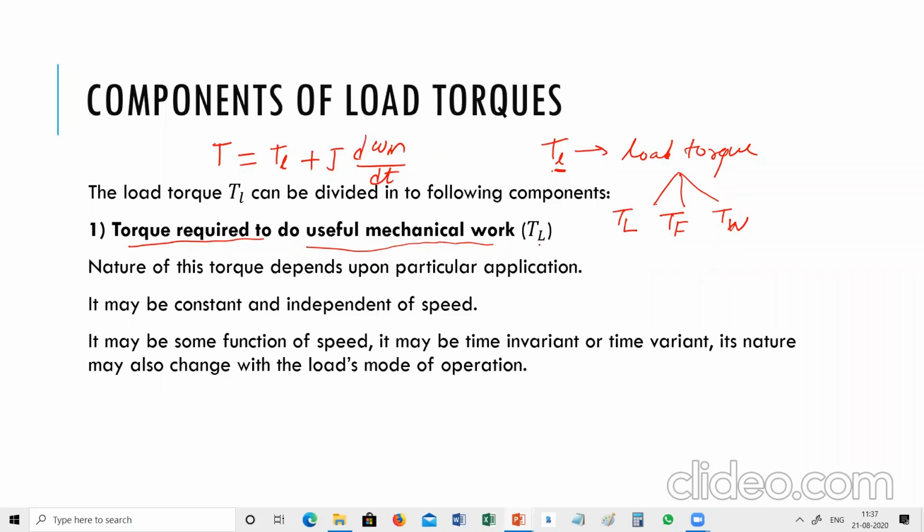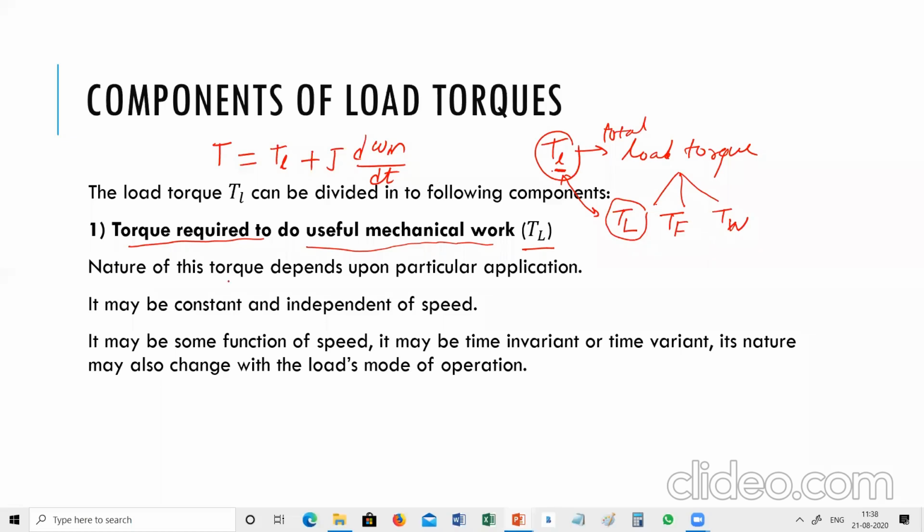Please note the difference here. This small tl load torque is the total load torque, and T with capital L is the torque required to do useful mechanical work. Please remember this symbol difference. The first is the torque required to do useful mechanical work, and its symbol is T with capital L.